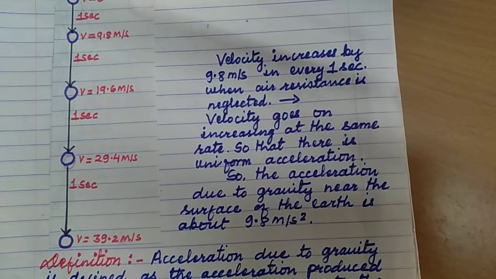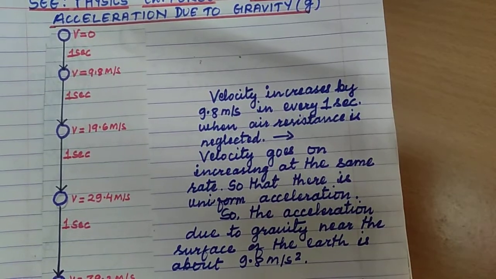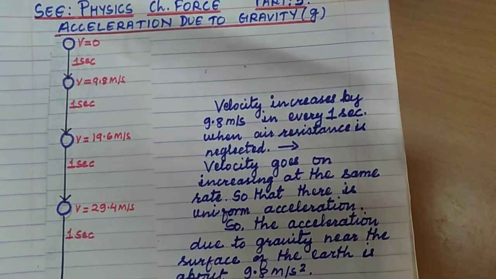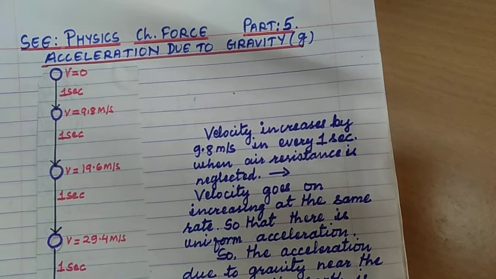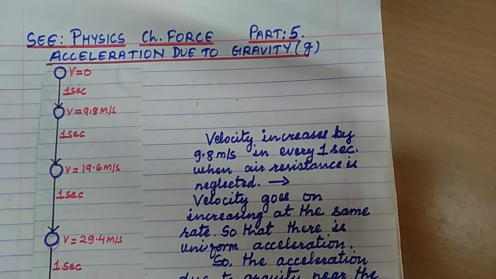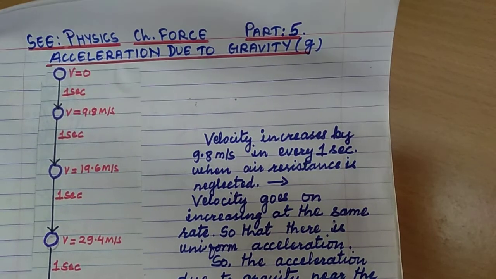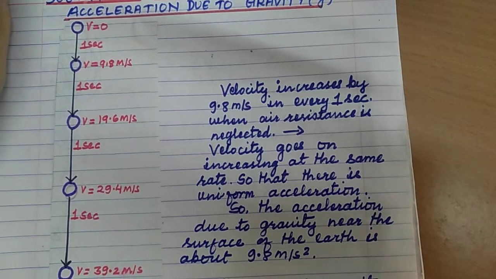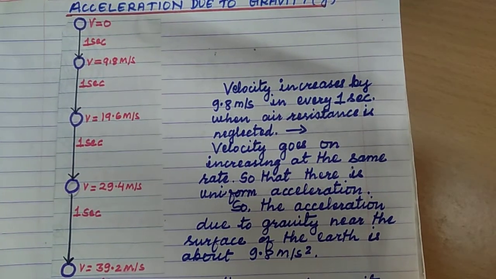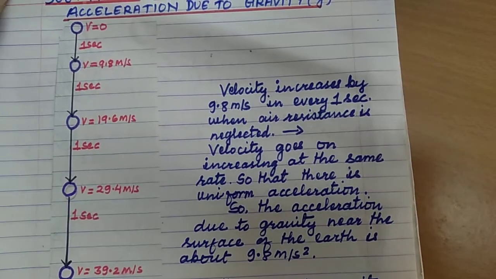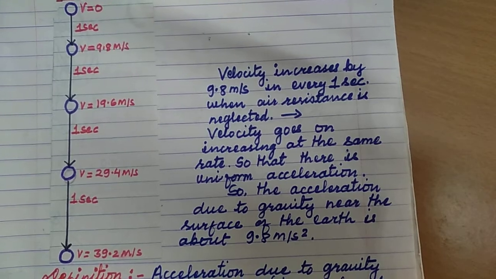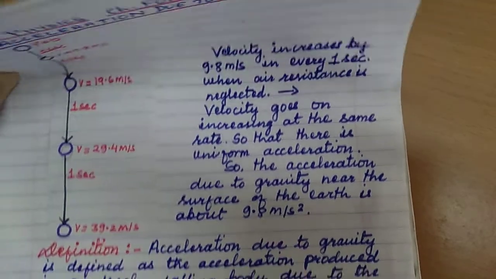Now you see the velocity is increasing in the body falling downward. What could be the reason for this increase in velocity? It is the pulling force of the earth. Now we know what gravity is. Gravity pulls the body towards the surface of the earth, or towards the center of the earth. So the pulling force of the earth is causing this increase in velocity. That is why it is acceleration because of gravity. Gravity is pulling the body downward and it is increasing the velocity of this falling body. That is why it is acceleration due to gravity.